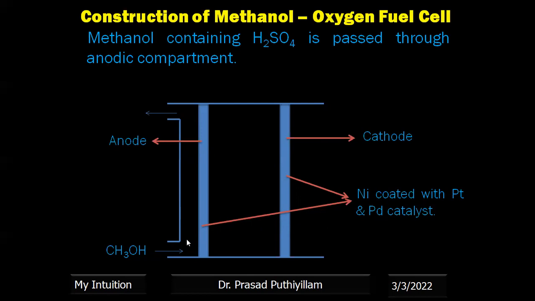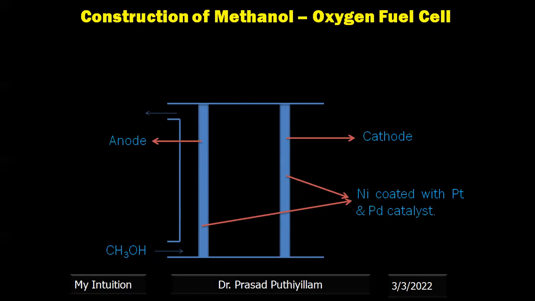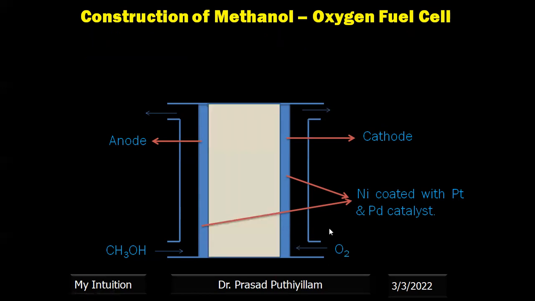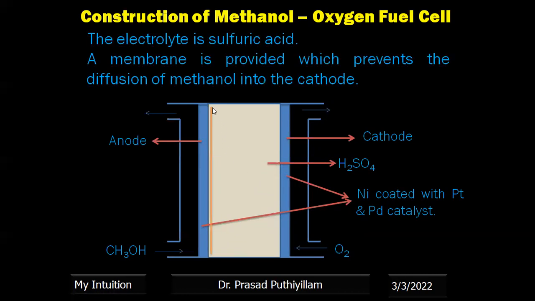Okay, so the methanol containing a little bit of sulfuric acid is passed through the anodic compartment, and the other compartment on the cathode side, we call it the cathode compartment, through which oxygen is passed. Oxygen is passed through the cathodic compartment. Now, the center part, that is the electrolyte, H2SO4 sulfuric acid acts as electrolyte, and there is a membrane coating given so that methanol cannot diffuse through the electrolyte to the cathode. Membrane is provided which prevents the diffusion of methanol into the cathode.